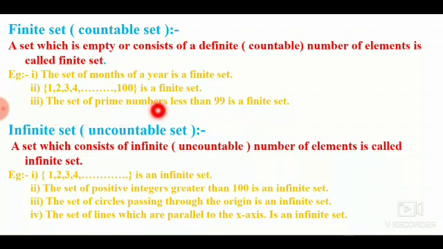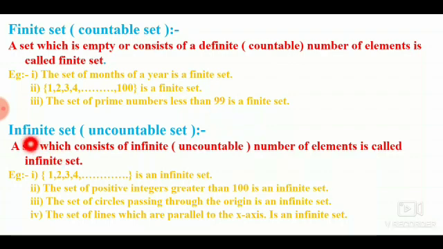Dear students, there is one more example of a finite set. The set of prime numbers less than 99 is a finite set. The numbers which are greater than 1 and having no divisors other than 1 and itself are called prime numbers, and there is a countable number of prime numbers which are less than 99. Therefore, such a set is also called a finite set.